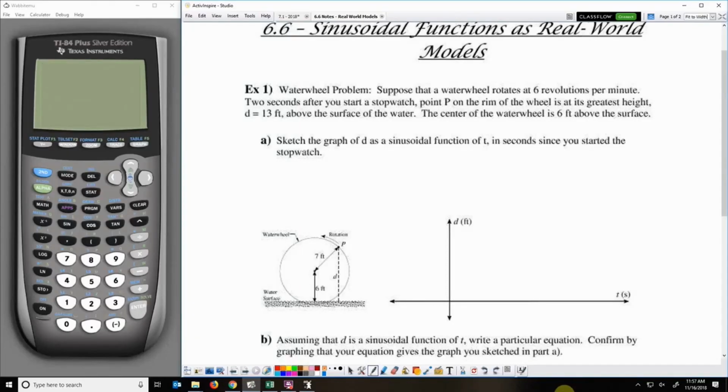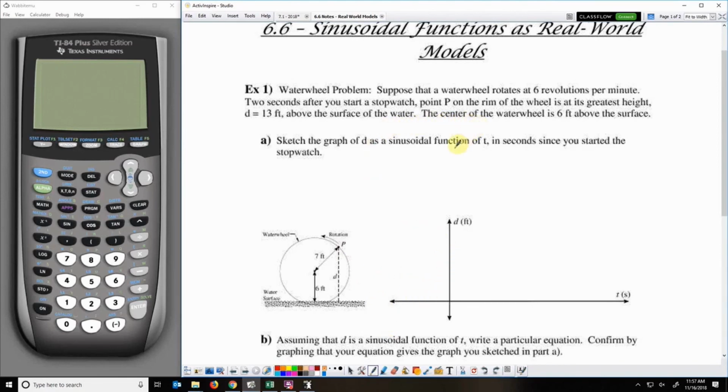We're going to take a look at some real-world models of sinusoidal functions. So the first one is a water wheel here, and as it rotates, it's rotating 6 revolutions per minute. 2 seconds after you start a stopwatch, point P here on the rim of the wheel is at its greatest height, which is 13 feet. That's 13 feet above the water.